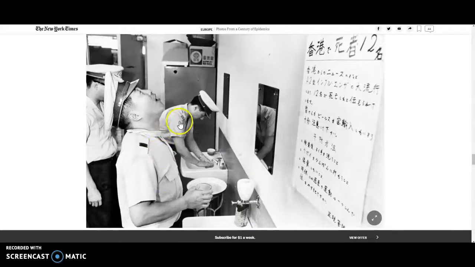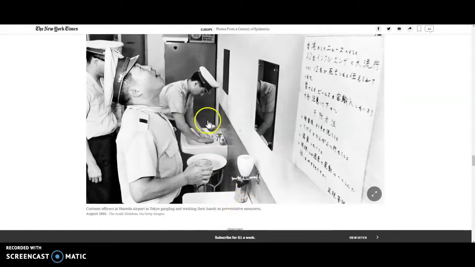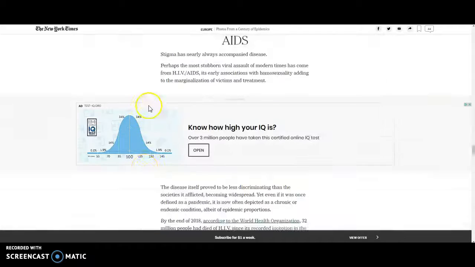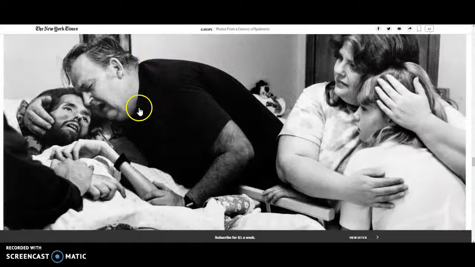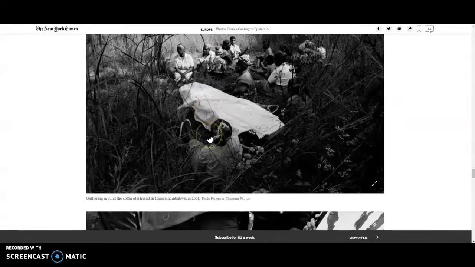But let's keep going. Ooh, guy, he's gargling. Customs officers gargle. Washing their hands, preventative measures. That's crazy. It's amazing. I bet it's talking about washing their hands and gargling with their water. Keep going through the images. That's sad. Sad stuff. Death.